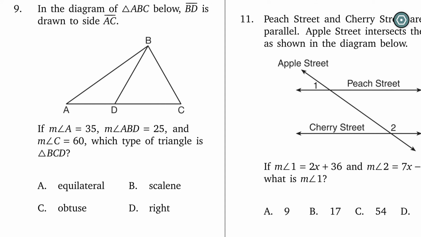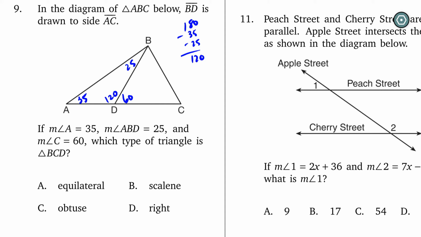Number 9 gives us angle A is 35. It tells us that angle ABD is 25. So that gives us this angle of 120 because every triangle has 180 degrees in it. If I do 180 minus 35 minus 25, that's where the 120 comes from. I know that's a linear pair to here.